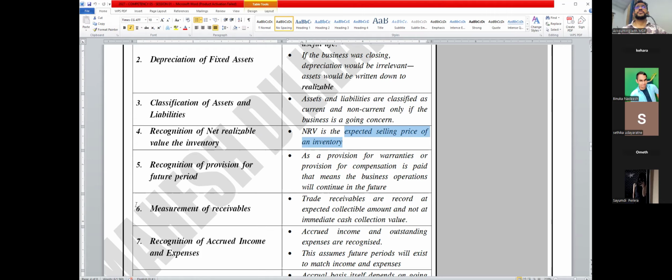Recognition of provisions for future periods, such as a provision for warranty.